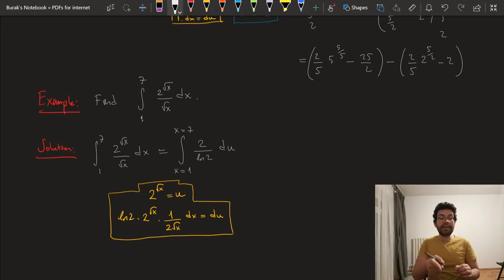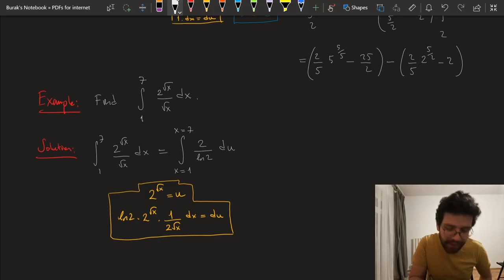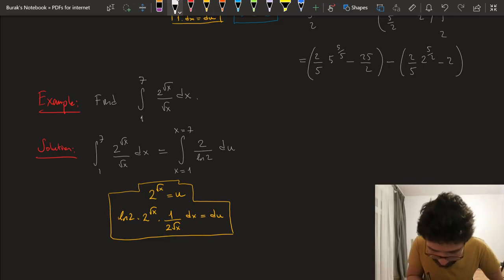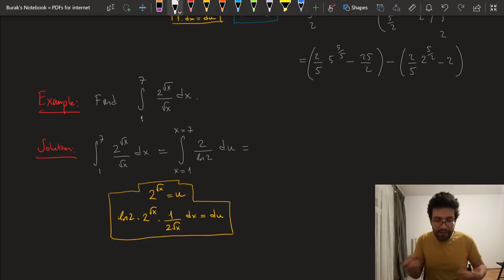They will write these upper and lower limits as 1 and 7, but in order to specify that those limits are for x, they write x equals 1 and x equals 7. So this is a notation that people use. Now, why is this useful? Why am I doing this?